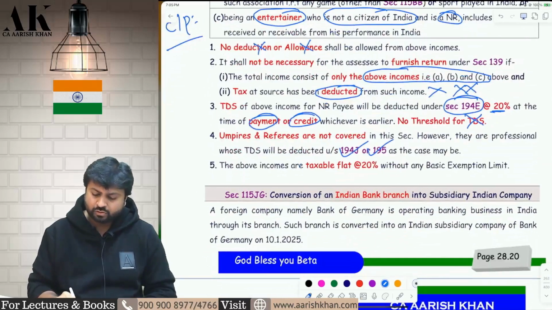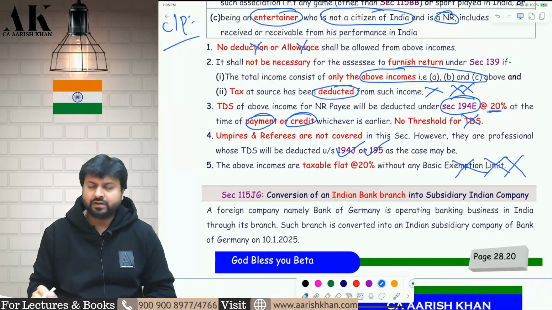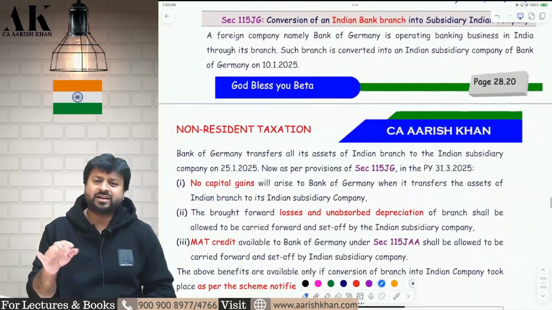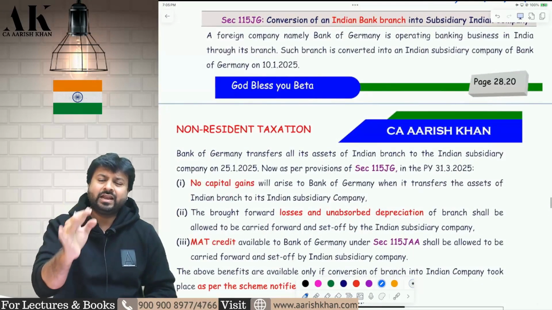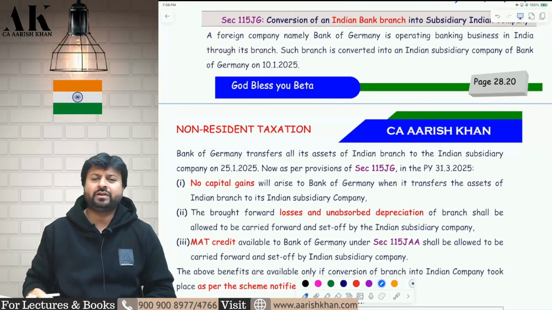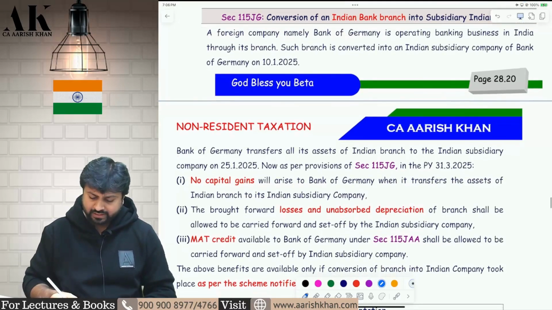This section is subject to 20% flat tax without any benefit of the basic exemption limit. All special rates are subject to special tax rates only. Directly 20% tax will be applied on you. The benefit of the 2.5 lakh and 3 lakh exemption will not be given to you. I hope it is clear to all of you.